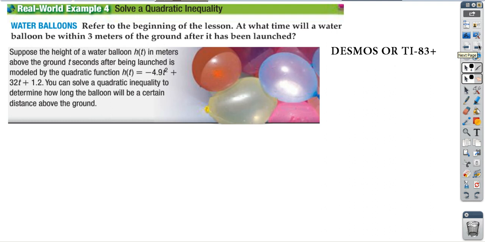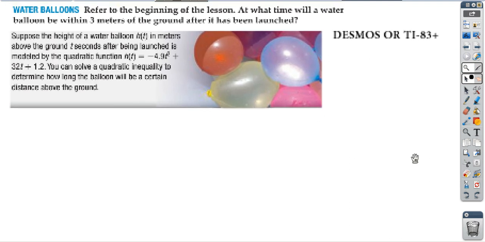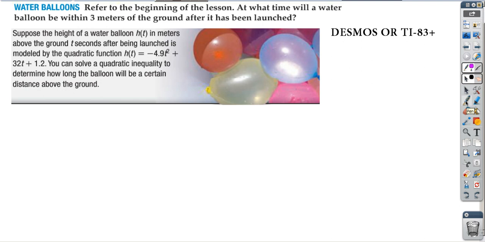Okay, let's take a look at this word problem. It says, at what time will a water balloon be within 3 meters of the ground? So this is our equation right here. Let me just write this a little bit bigger.